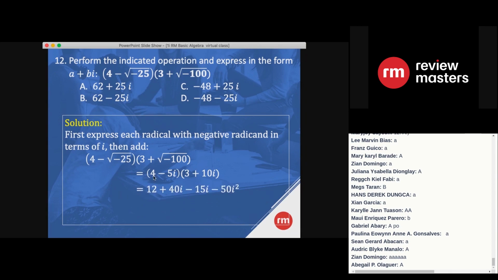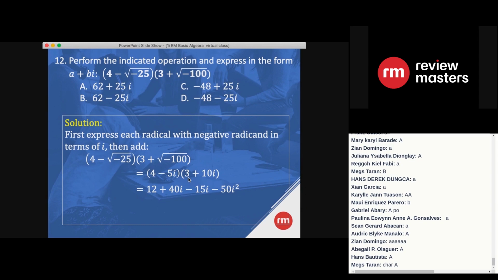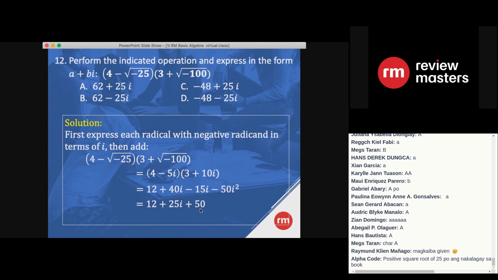So, use FOIL. 4 times 3 is 12. Outer, 4 times 10i is 40i. Inner, negative 5i times 3 is negative 15i. And last, negative 5i times 10i is negative 50i squared. Now, you have to remember that i squared is negative 1. So here, you have 12, 40i minus 15i is 25i, and 50 times negative 1 will become positive 50.